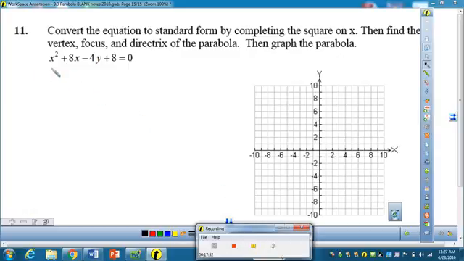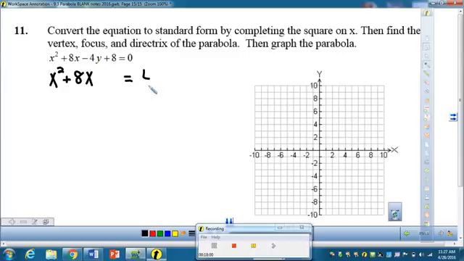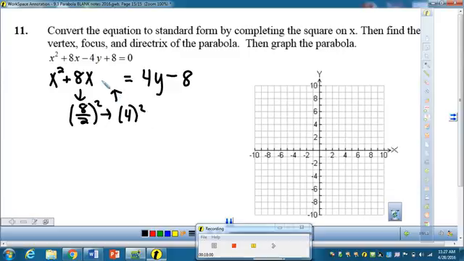All right, we're going to look at one last problem where we're going to turn our equation into standard form by completing the square on the x. So we're going to keep the x squared and the 8x on this side. We're going to move everything else to the other side. Completing the square, we're going to do 8 divided by 2 squared. So we're going to be adding a 16 on the left side, so we've got to also add 16 on the right side. So to factor the left, we've got x plus 4 squared.